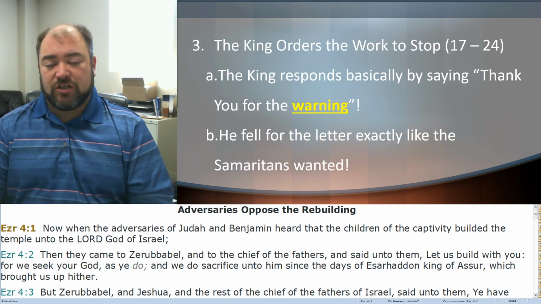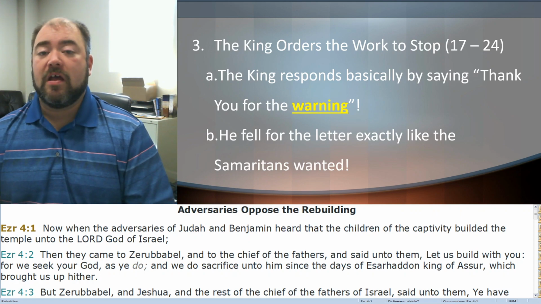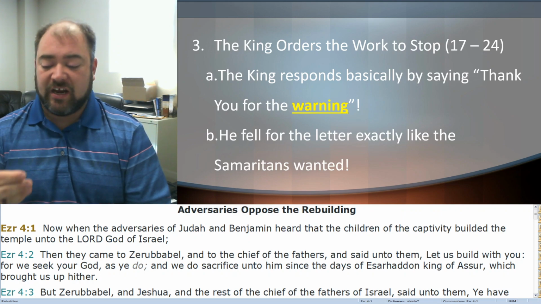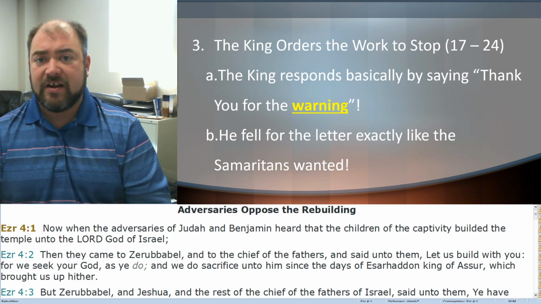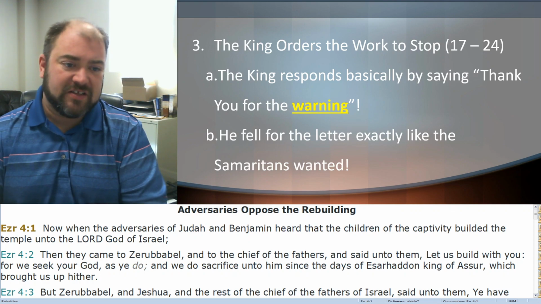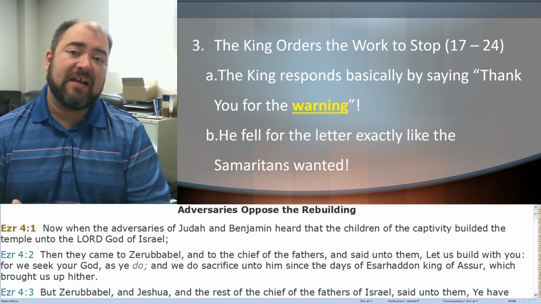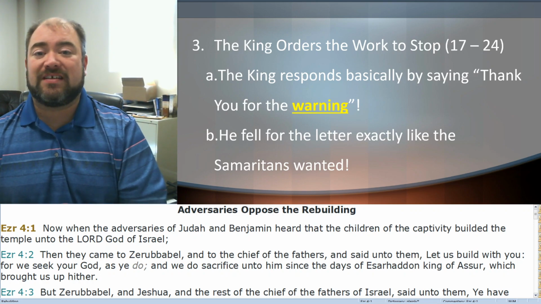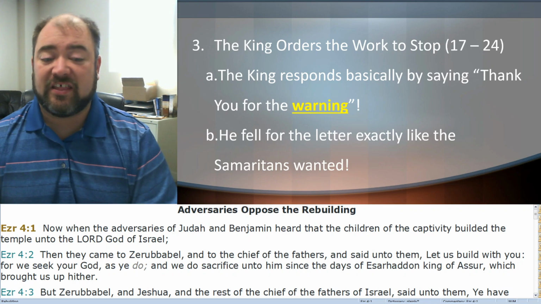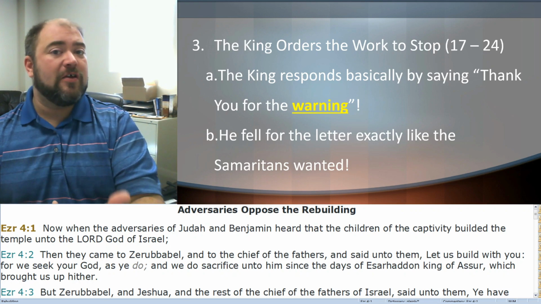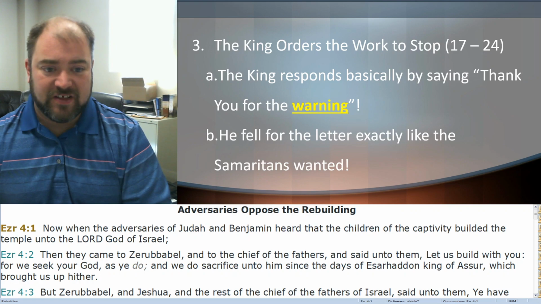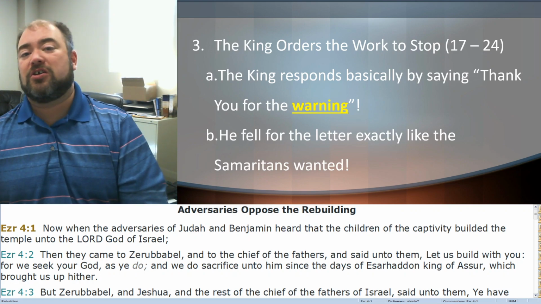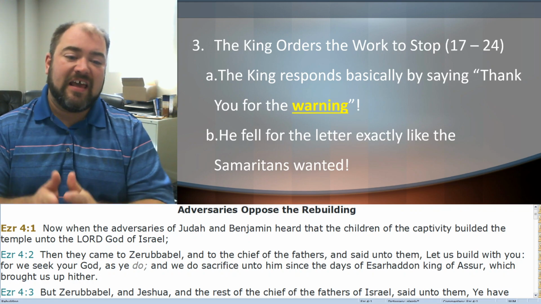The chapter ends, verses 17 through 24, with the king ordering them to stop. The king Artaxerxes reads the letter, sees the concerns of the Samaritans, and basically here's what he says at the end of this section in chapter 4, verse 17. It begins with him saying, thank you for the warning. Thank you for letting me know. I wasn't aware of all of this. We went back and we searched the records. And when we searched the records, we found out you were right. Thank you for the warning.